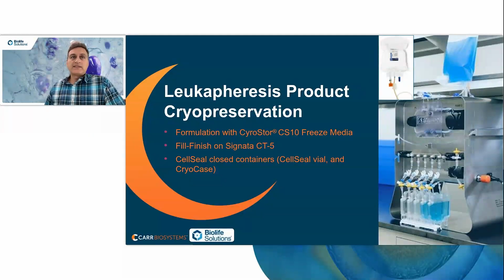And we used our CellSeal platform, which includes the 2 ml and 5 ml vials, as well as the CryoCase, which is a 70 ml high volume CellSeal container. These can be used in a closed fashion. They can be filled and sealed in a closed fashion. And then for every arm of the study that we formulated and cryopreserved, we also filled a portion of that in standard 1 ml vials or open cap to basically have a comparison with the standard practice of using the open process in 1 ml vials.